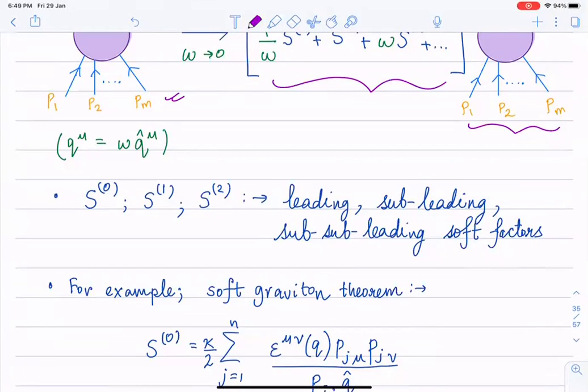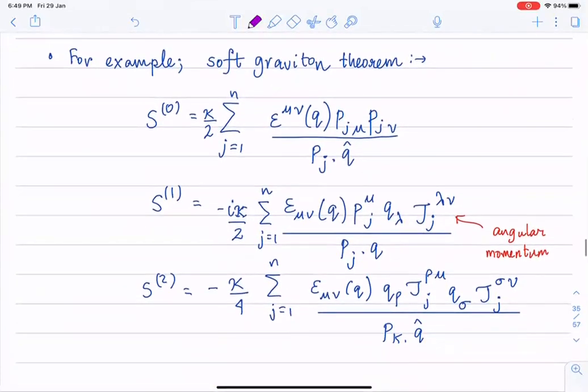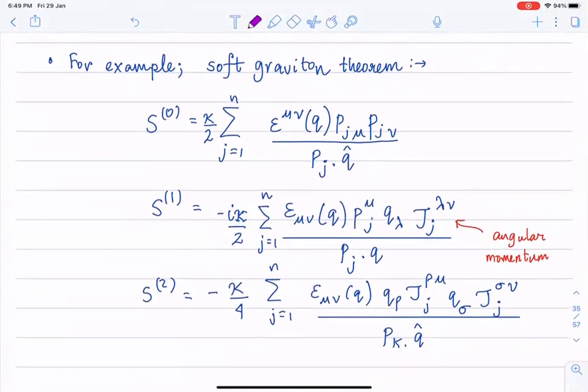Just to show you some formulas, which I guess all of you are familiar with, if you take this soft particle to be, let's say, some graviton, then these soft factors have various explicit expressions, which for example look like this.